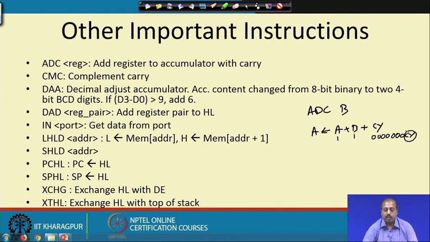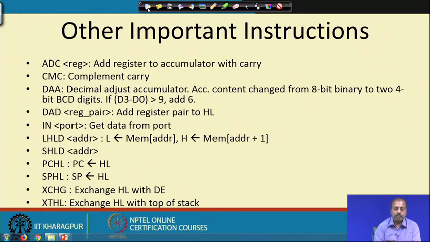Then there is another instruction which is known as DAA, which is decimal adjust accumulator. It is for converting one 8 bit binary number into 2 4 bit BCD digits. You can say that it is for converting one binary number into the BCD number. DAA is an instruction for doing it. In our digital combinational circuit classes, you have seen that for converting one number to BCD, we need to add 6 if the number is greater than 9.